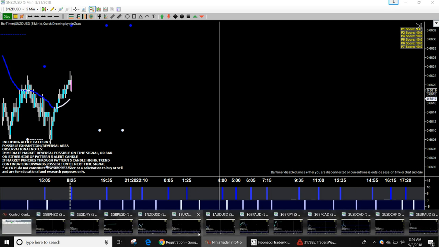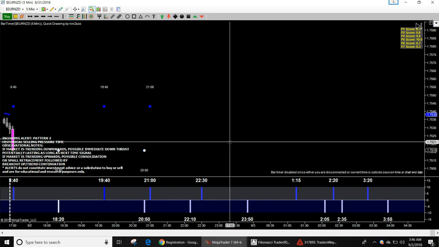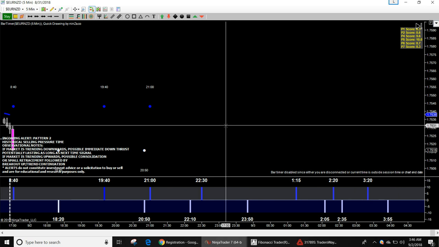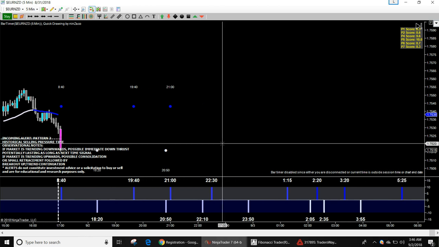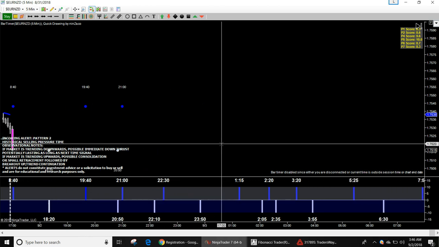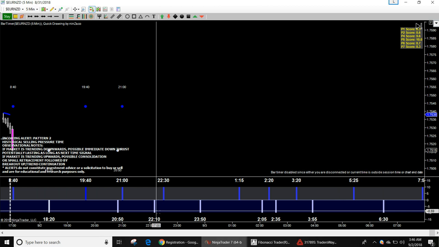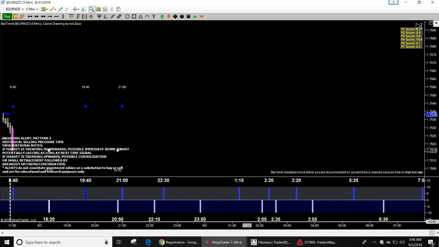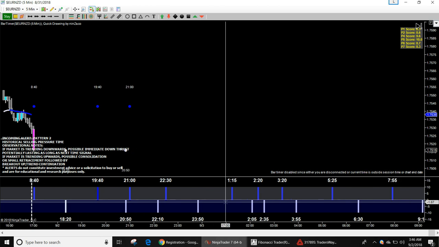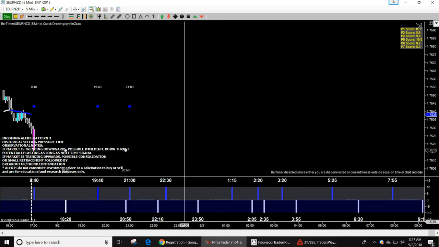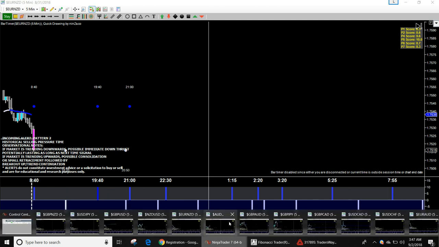Okay, next up is going to be the Euro New Zealand 5 minute. And here's the trade signals for this coming in. All right, it's the Euro New Zealand. Okay, next up is going to be the Aussie US dollar.